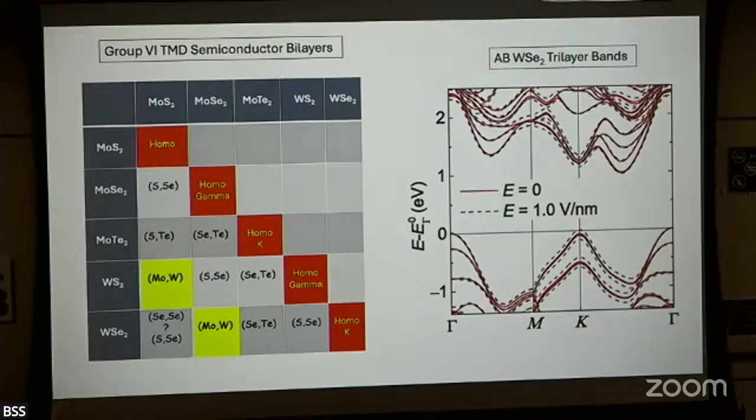So that's the only thing we have to know. There's only one state in each layer at the top of the valence band in the energy range we're interested in.